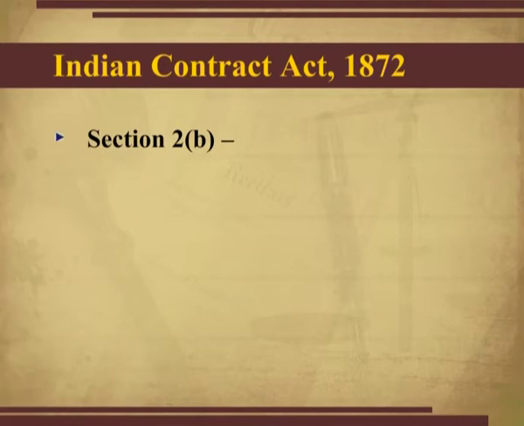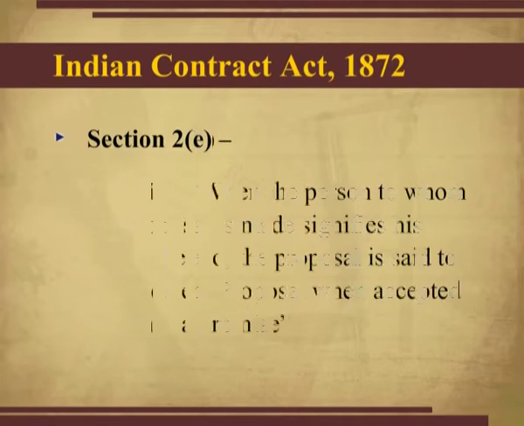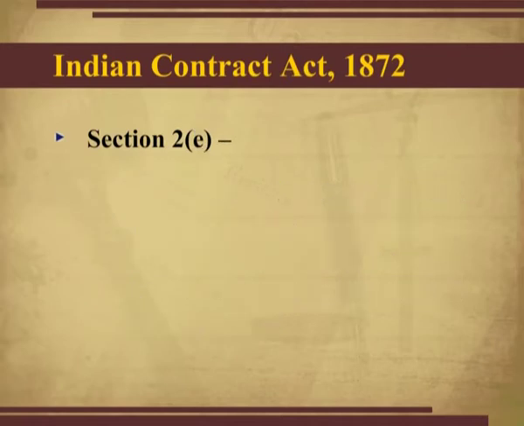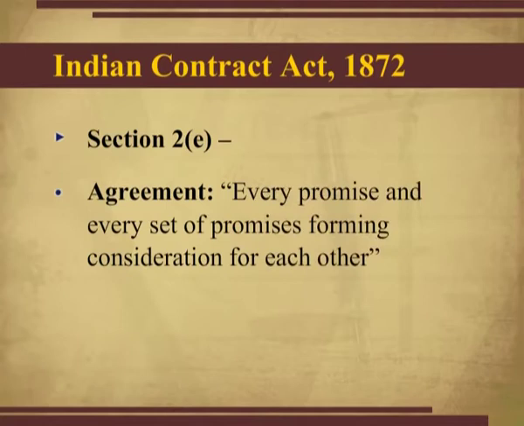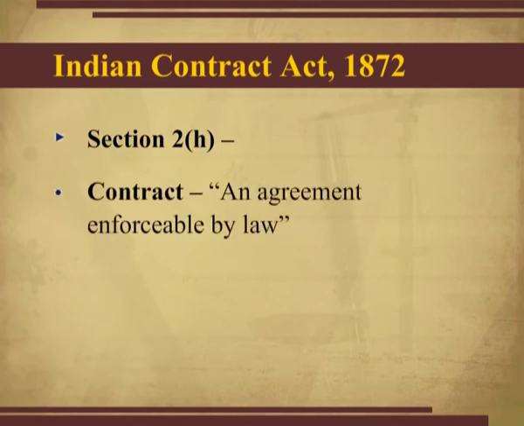Section 2B of the Act, while defining a promise, provides that when the person to whom the proposal is made signifies his assent thereto, the proposal is said to be accepted. Thus, a proposal, when accepted, becomes a promise. Section 2E of the Act defines an agreement as every promise and every set of promises forming consideration for each other. Section 2H of the Act defines the term contract as an agreement enforceable by law.